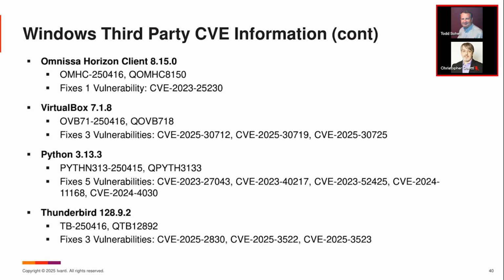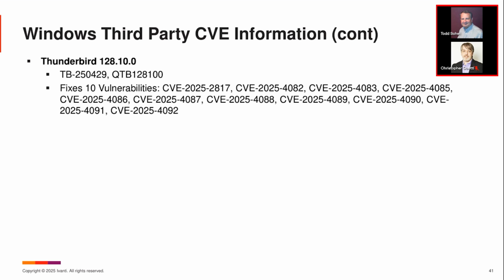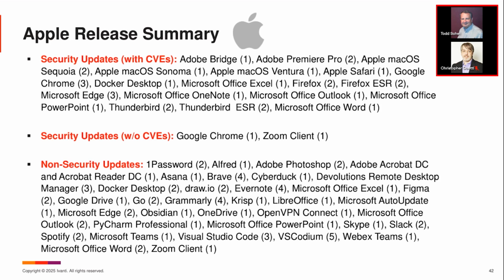Also, other updates that had CVEs this month: the Horizon client had 1 vulnerability addressed, VirtualBox 3 vulnerabilities. We did see some Python updates, 5 vulnerabilities addressed there, and of course, again on the Mozilla side, Thunderbird major version as well as the ESR versions. So quite a few updates with CVEs between the Patch Tuesdays.